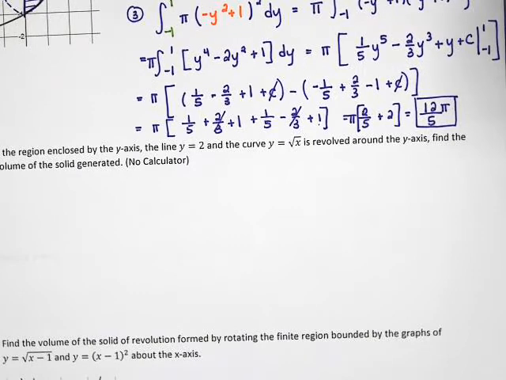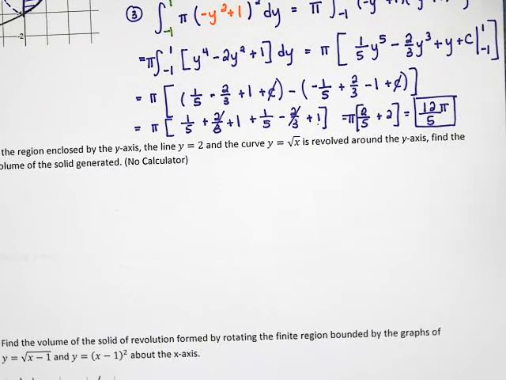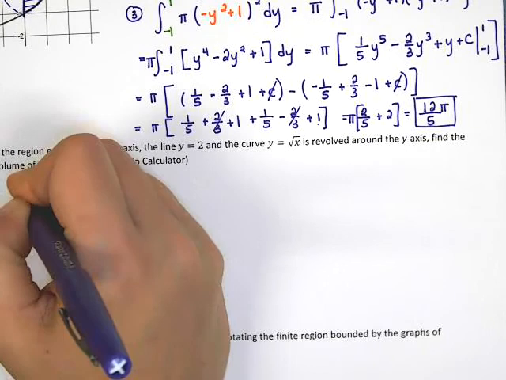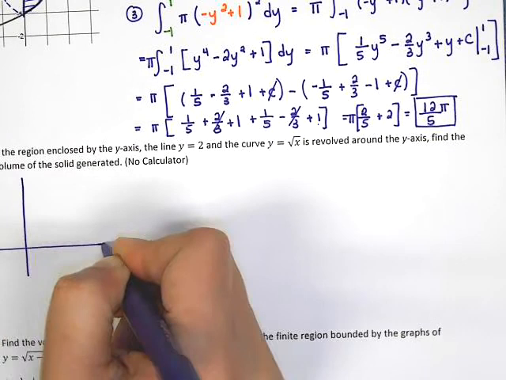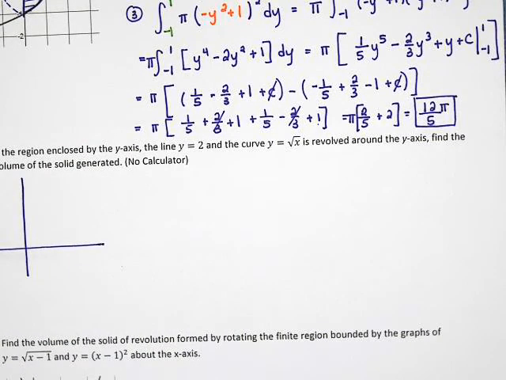So if the region enclosed by the y-axis, the line y equals 2, and the curve y equals the square root of x is revolved around the y-axis, find the volume of the solid generated. Now this one doesn't have a picture, so I'm going to go ahead and just sketch a picture. It doesn't have to be a great picture. It just has to give us a visual of what we're doing.